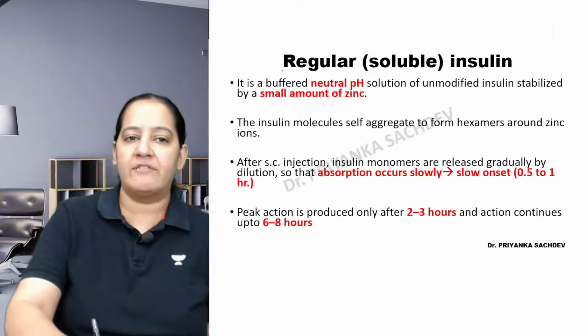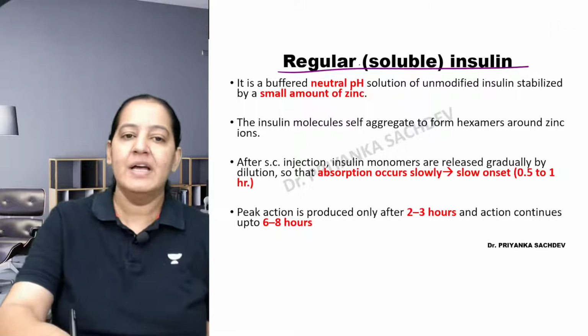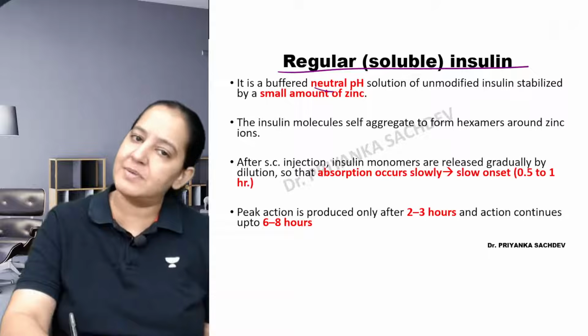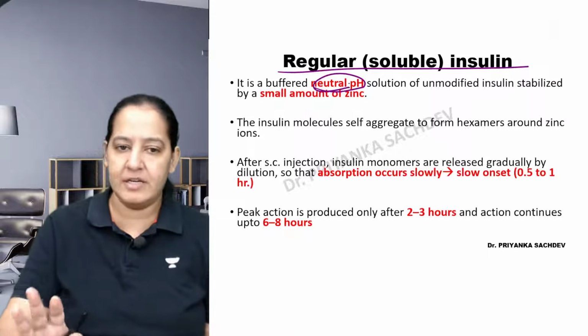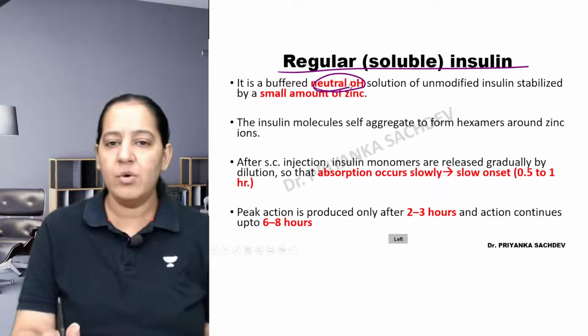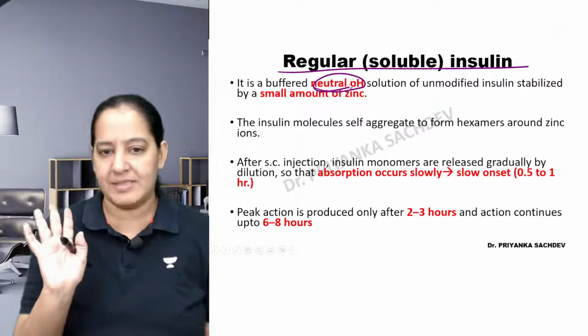So let's see the regular one. Regular one is the short one, right? It is the insulin which is present at neutral pH, right? It is at neutral pH and it is the regular one. So here a small amount of zinc is present in this insulin.